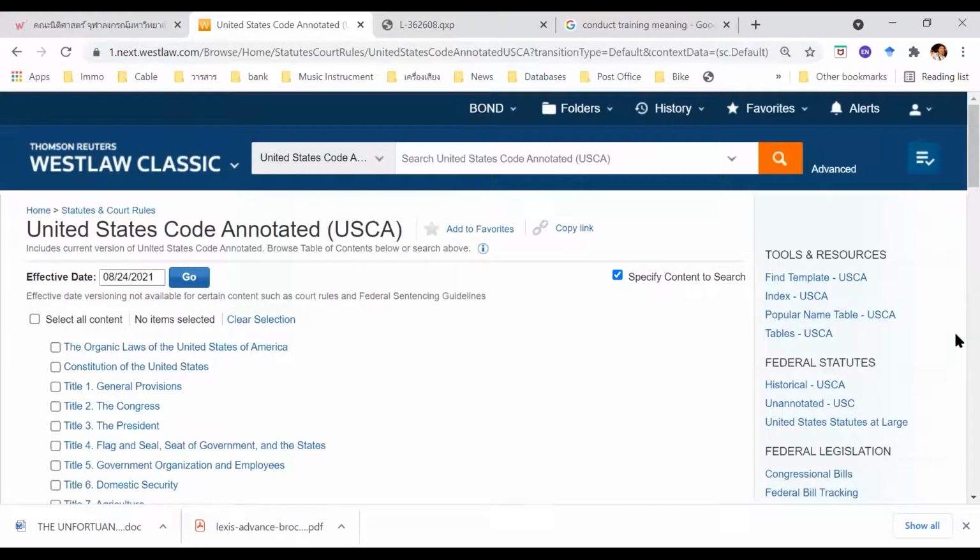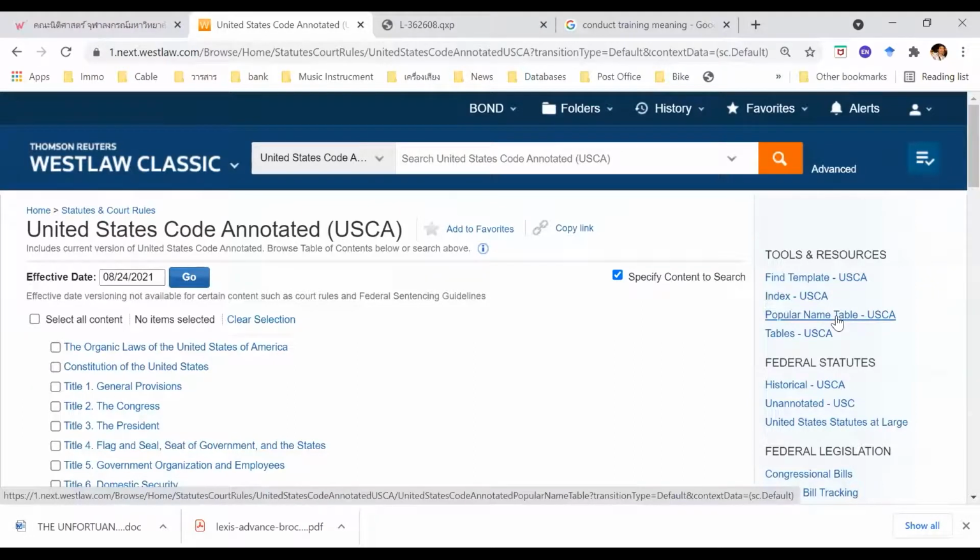And looking for our word, popular name tables, this one. And another finding, before it becomes a law, it starts with a bill first. So I don't want to see a law, but I want to see the beginnings of this law. Start with a bill. I just want to search the history of this law.